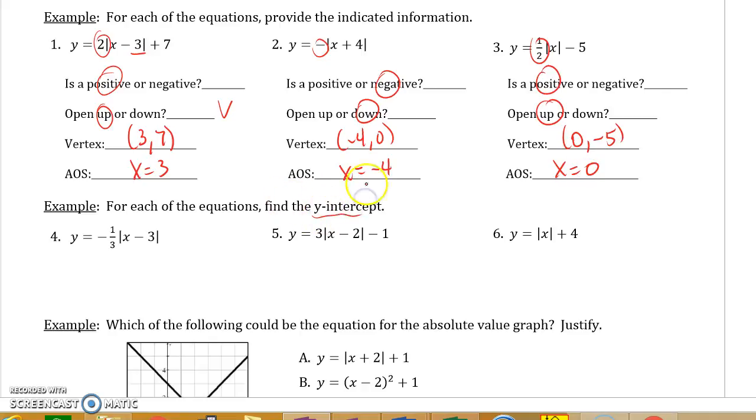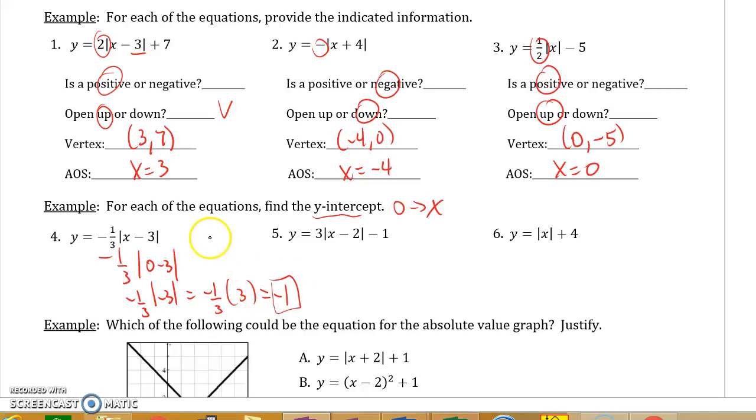So now the y-intercept, we're going to plug in 0 for x. -1/3, absolute value of 0 minus 3. Now 0 minus 3 is -3, but because of the absolute value, that should turn into a +3. The -1/3 is on the outside. Now the absolute value turned that into a +3. A third of 3 is 1, so I should get -1. And so (0, -1).